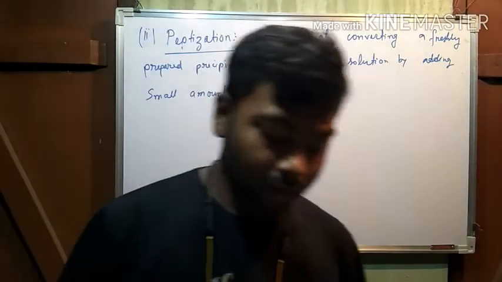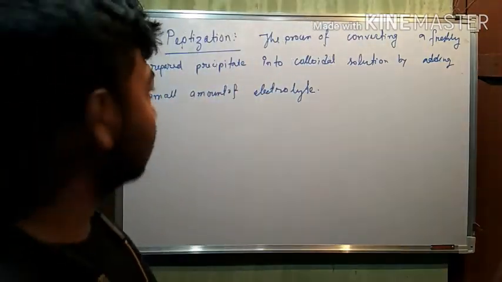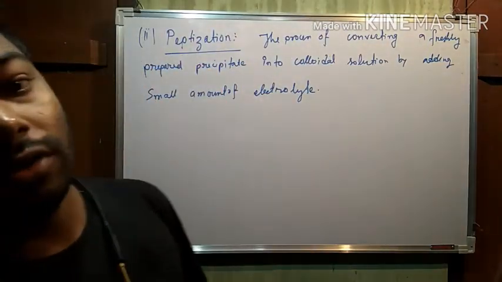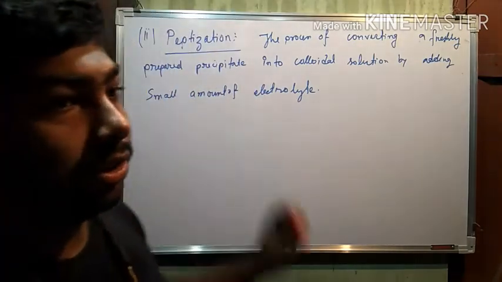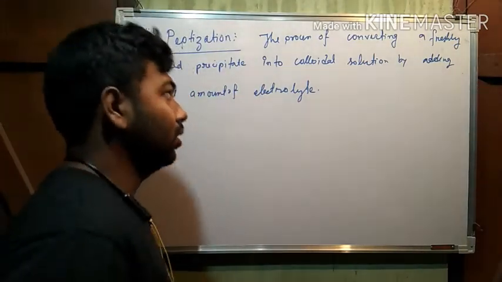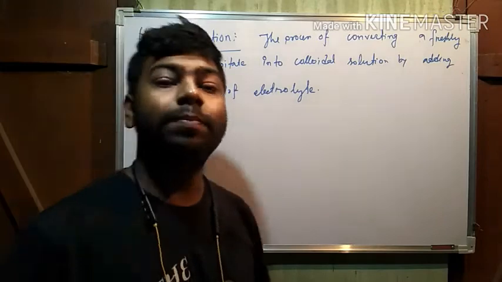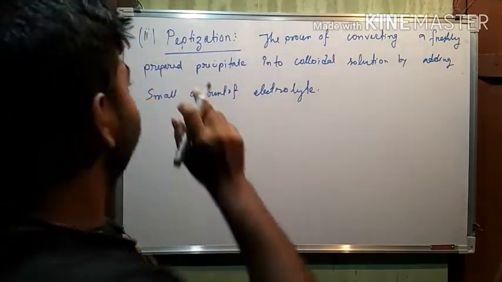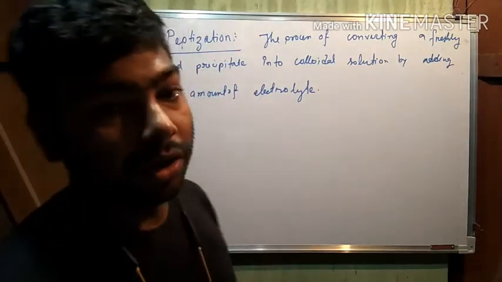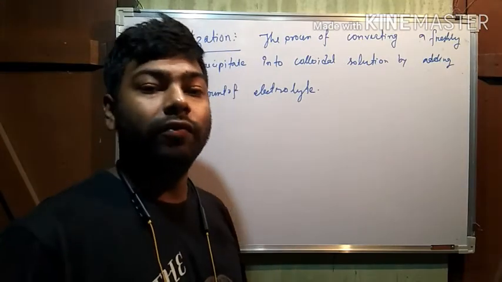Hello everyone. Today we are going to discuss the second preparative method of colloid. Okay, it is peptization. Now, what is peptization? The process of converting a freshly prepared precipitate into a colloid by adding a small amount of electrolyte.